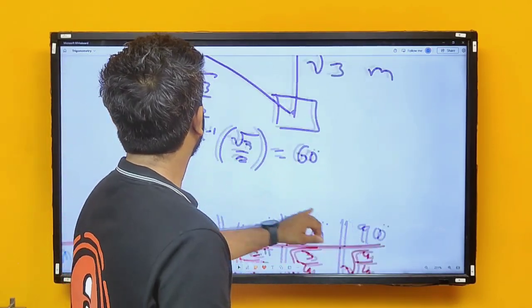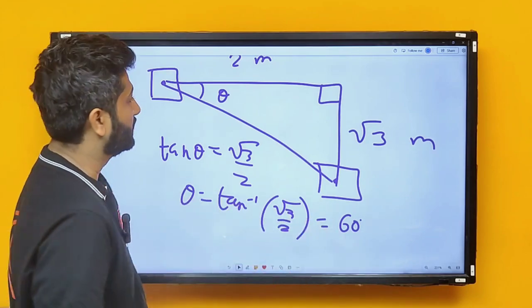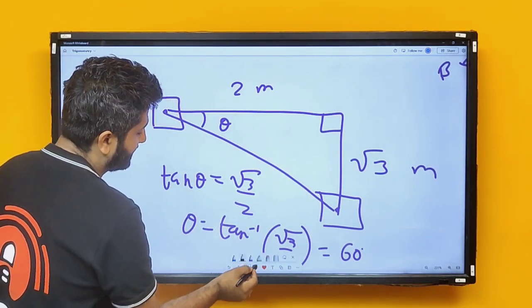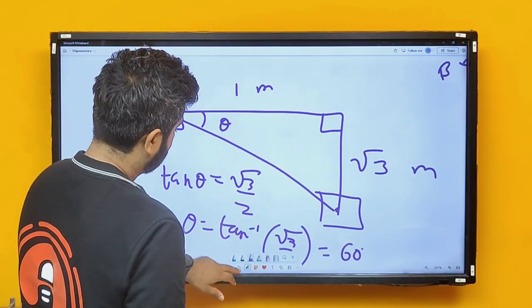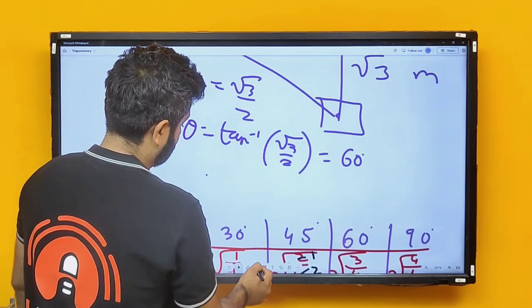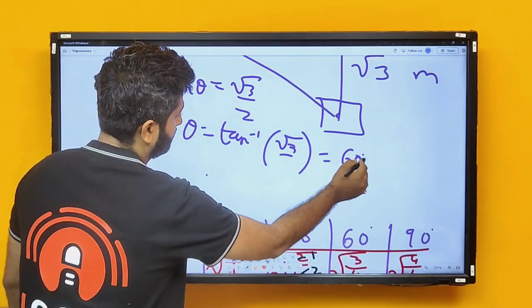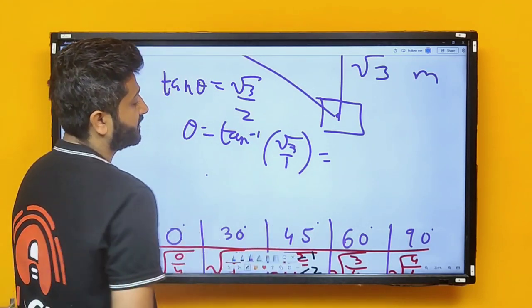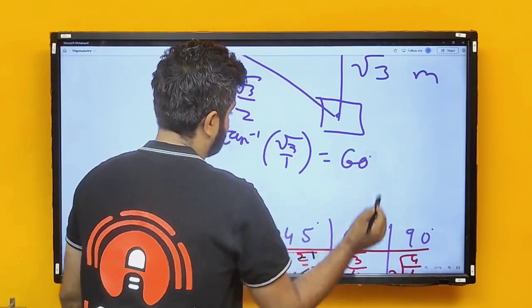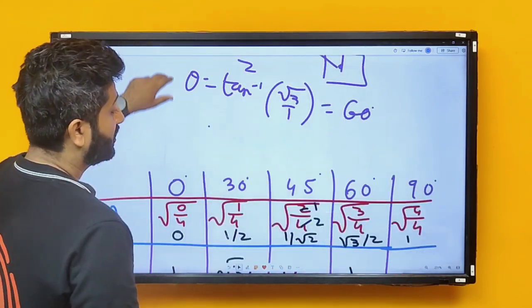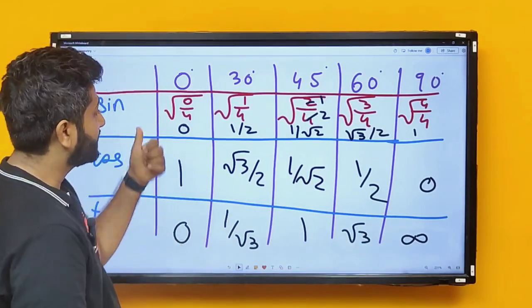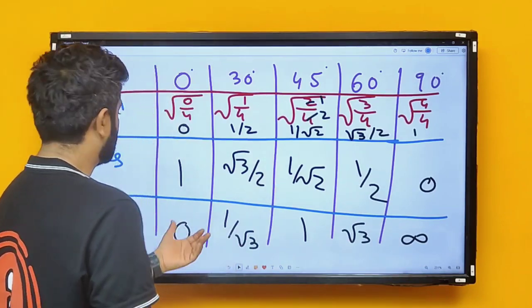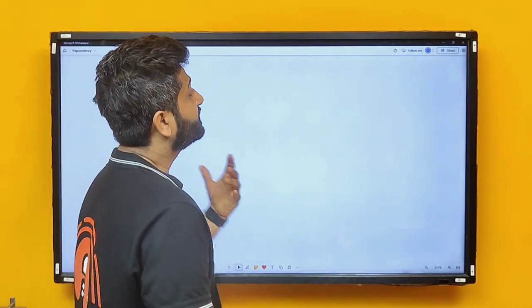What mistake did I do? I forgot that root 3 by 2 is 60. Let me make some changes. Let's say this is 1 meter and this is also 1 meter. So root 3 by 1, now that is 60 degree, right? That is 60 degree. So this is a small trick to remember what the values of sine, cos and tan are, right? This is a simple trick to remember all the values. Now, moving further, this is all you need to know about right angle triangle trigonometry.